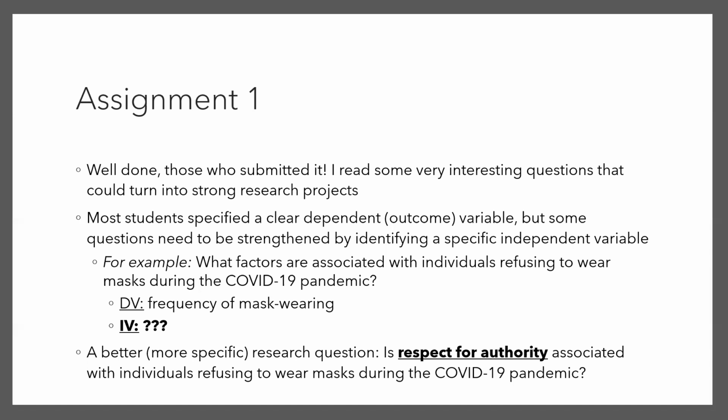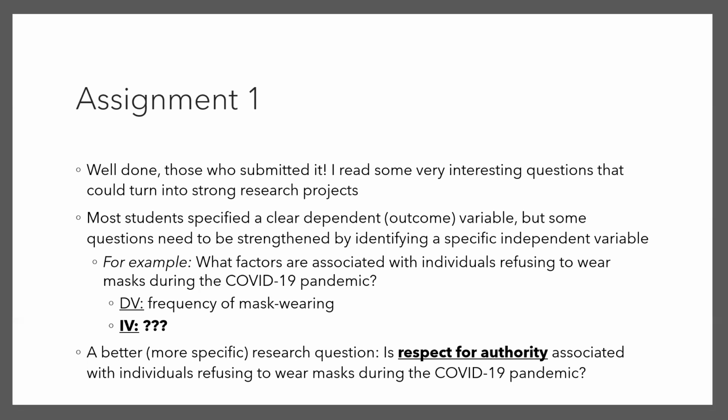Okay, now almost all students specified a clear dependent or outcome variable in each of their 3 possible research questions, but quite a few questions needed to be strengthened by identifying a specific independent variable. So I'll illustrate what I mean by this. If you're interested in a specific outcome, which is your dependent variable, it's really easy to say something like, what exactly leads to this, or what's associated with this?